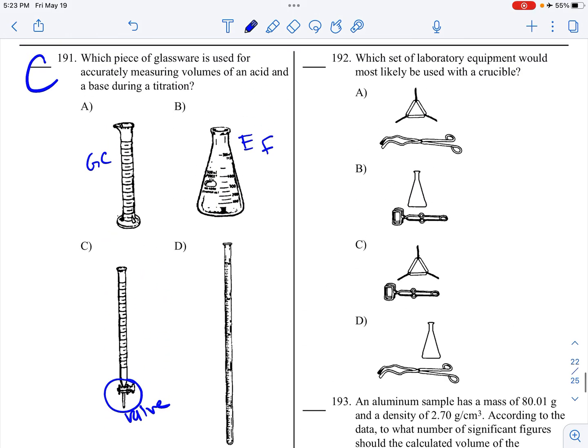Which is used for taking things, crucible. So we need crucible tongs, which is D or A. And then the crucible is placed on the clay triangle.